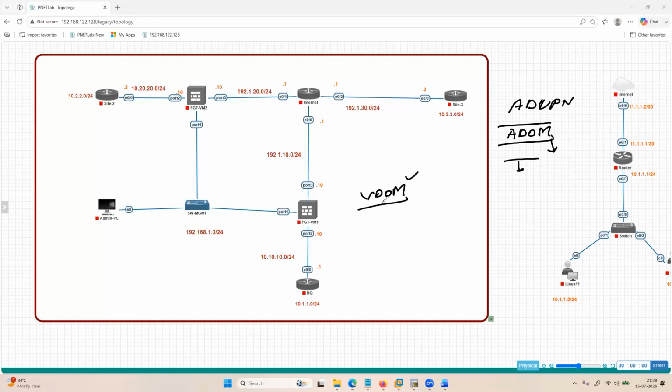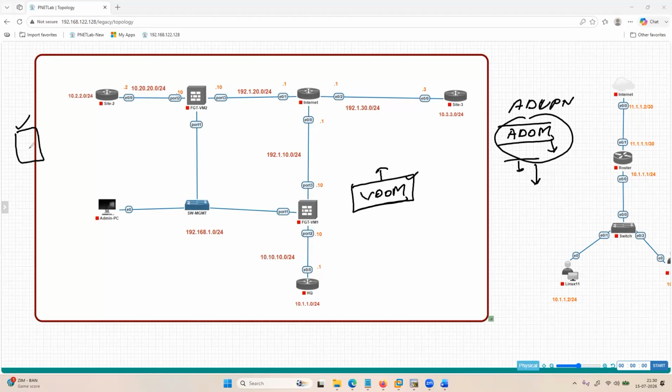No, VDOM is for managing virtual firewalls. ADOM is for managing multiple physical firewalls within FortiManager. Correct. ADOM is the concept of multi-tenancy. If you are using your FortiManager, I showed you one capstone lab a little before, right? There was FortiManager this way.